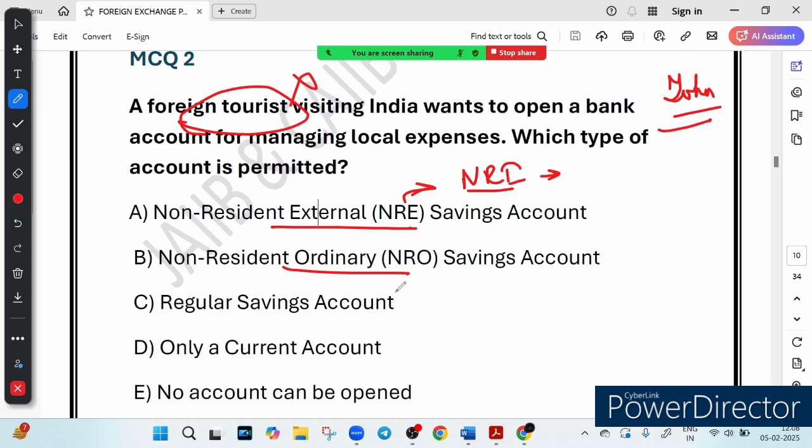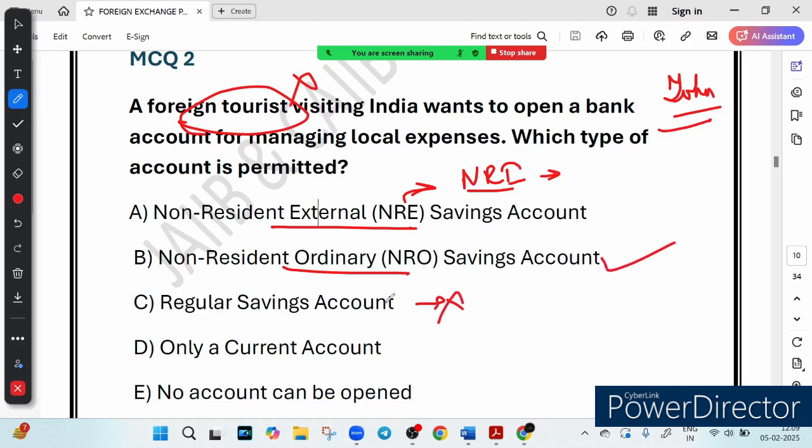You know that a foreign tourist can deposit foreign currency which is converted to INR and used for local expense. However, there are restrictions on how much money can be sent back to their home country. Let's say John from Canada is traveling in India in 2 months. He wants a local bank account to handle his expense. So he can open an NRO account depositing Canadian dollar, that is CAD, and withdraw money in Indian rupees for travel and shopping. So that is why option B is correct.